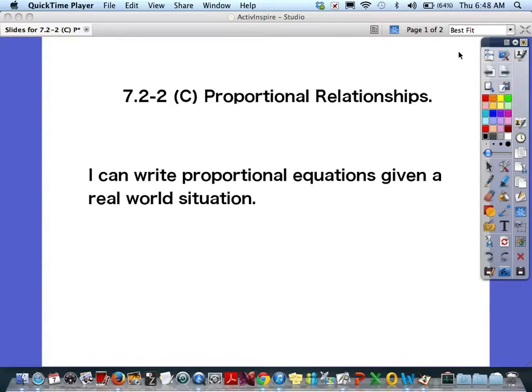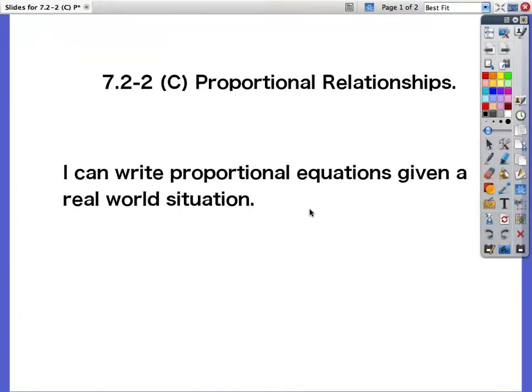All right, so this is video C, or the third video for proportional relationships. And your I can statement is I can write proportional equations given a real world situation. This is going to be a pretty short video, so try and follow along with me. Remember, proportional relationships take the form of y equals ax, where a is the constant of proportionality. That's what we learned in the last video.